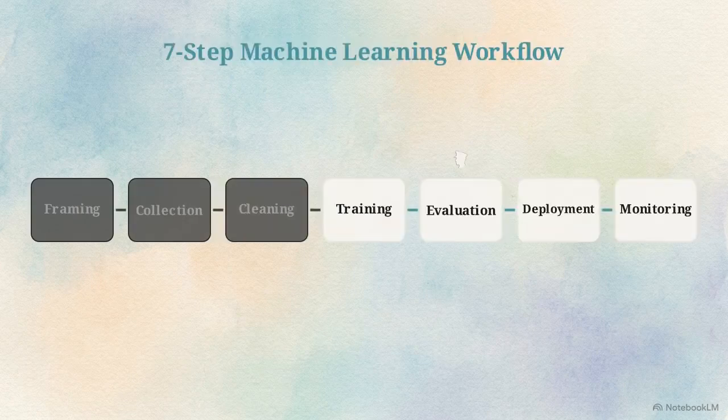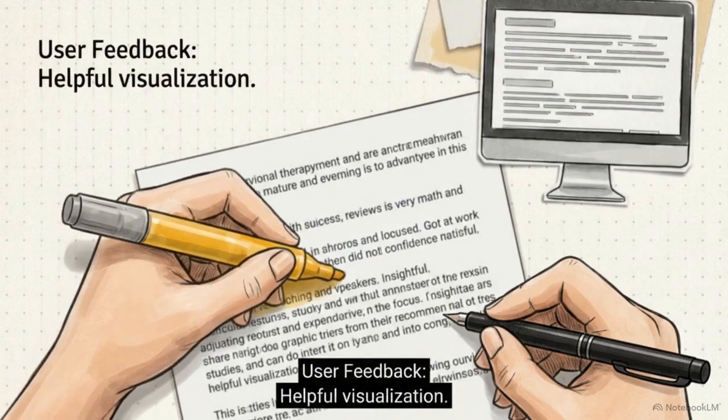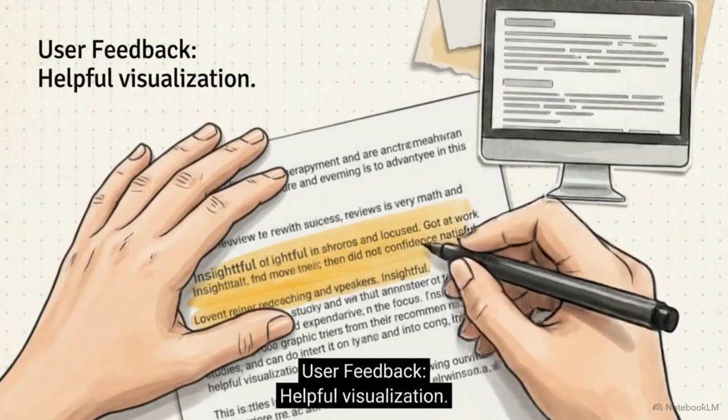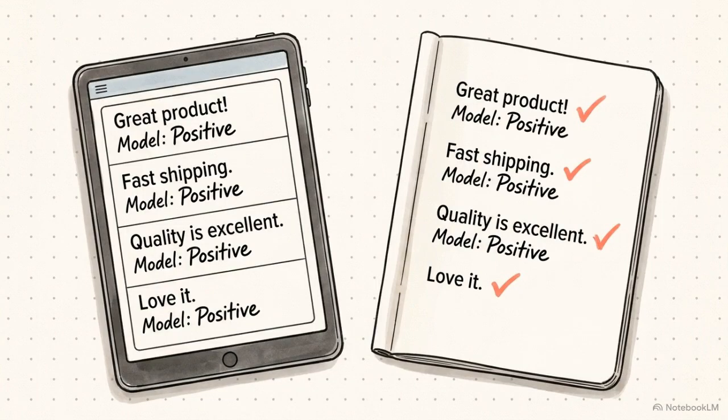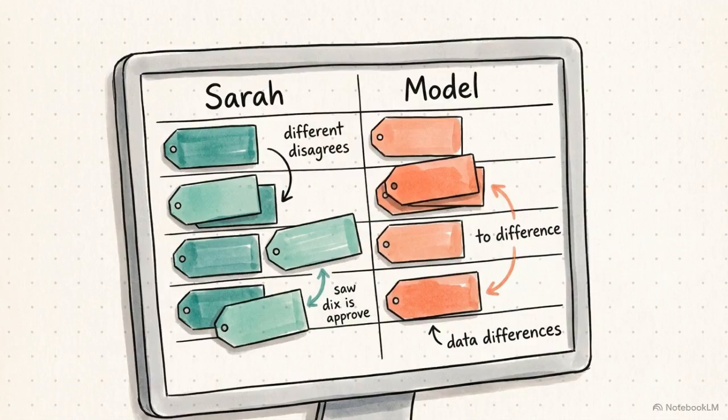Once the data is clean, we hit steps 4 and 5, training and evaluation. The model spits out its predictions, but we still need human oversight to check those predictions against reality. Sarah pulls a random sample of 15 reviews, grades them herself, and compares her answers to the machine's. The model only agrees with her about 73% of the time.